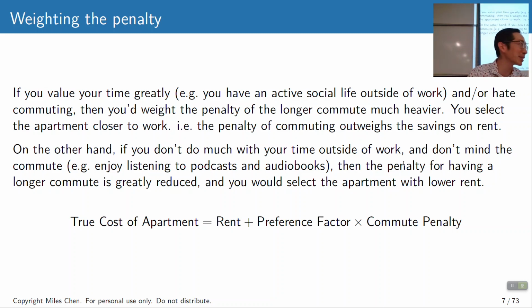Everybody's different, right? Some people think sitting in traffic is miserable, and others don't. I don't want a super long commute, but the drive I don't mind. Okay, so the true cost, however we're going to measure it, is going to be the rent money plus some kind of conversion factor or preference factor times the commute, right? And the conversion factor will be like dollars per minute type of thing.